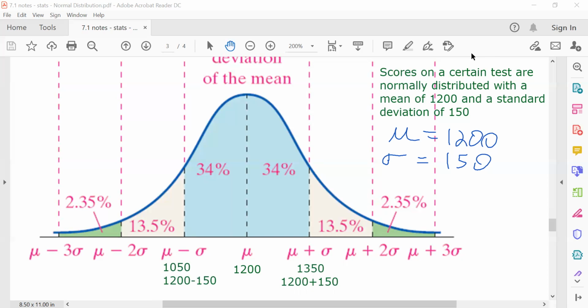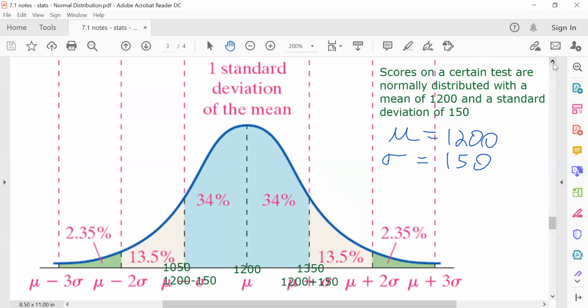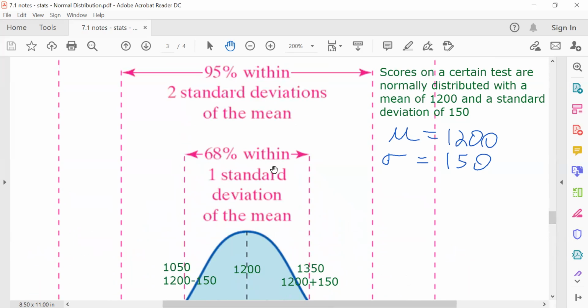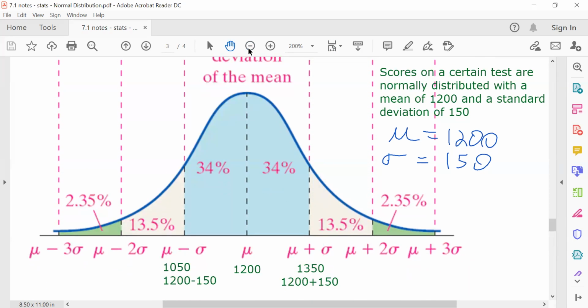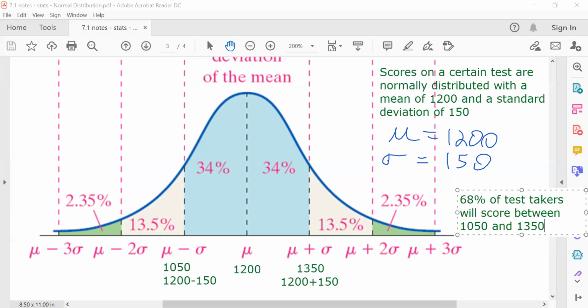So the conclusion we'll draw: 68% of test takers will score between 1050 and 1350. Let me write that out. According to the empirical rule, 68% of test takers will score between 1050 and 1350. That's exactly what that means. So finally, we're putting some actual numbers to this.